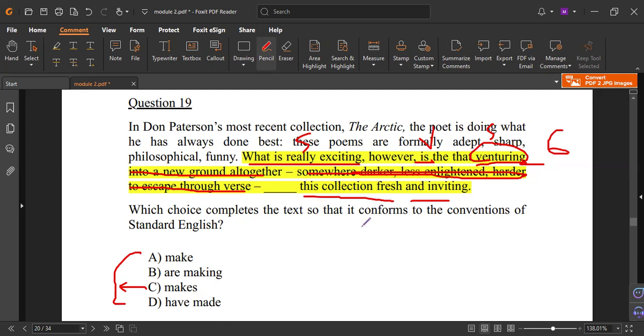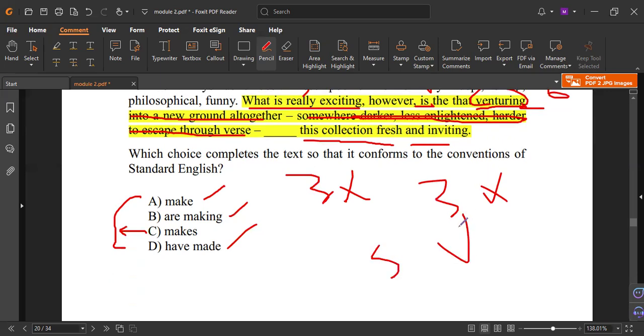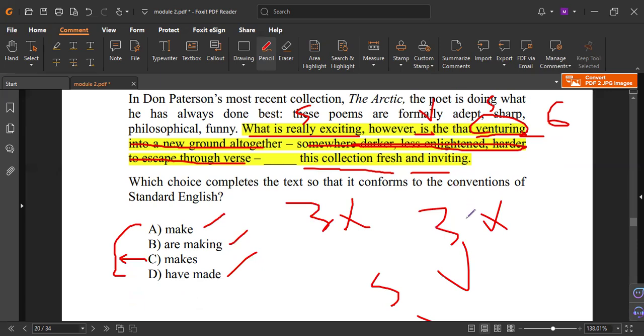How about the common hacks? Plural, plural, plural, three plural, wrong, three singular, wrong. But just remember, it's called a hack. Do not use it unless the question is difficult. But here we found the subject of this verb is venturing. So to find the subject and the verb very quickly, delete the phrases, delete the clauses, delete the additional information between the commas, between two dashes, between two parentheses, and then check the rest of the sentence, as I did here. This can help you.